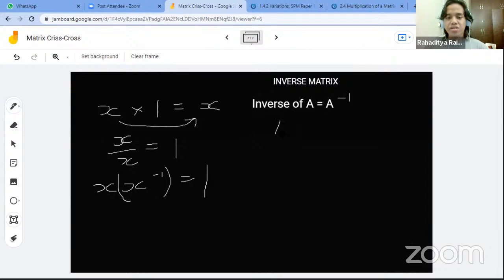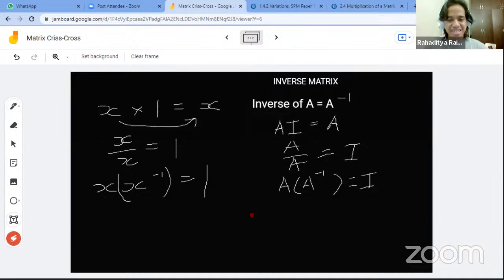As you know already, matrix A times the identity matrix will equal A again. But if we reverse this entire thing, A over A is equal to I. Now, you can also write this as follows: A times A to the power of negative 1 is equal to I. You can see similarities.